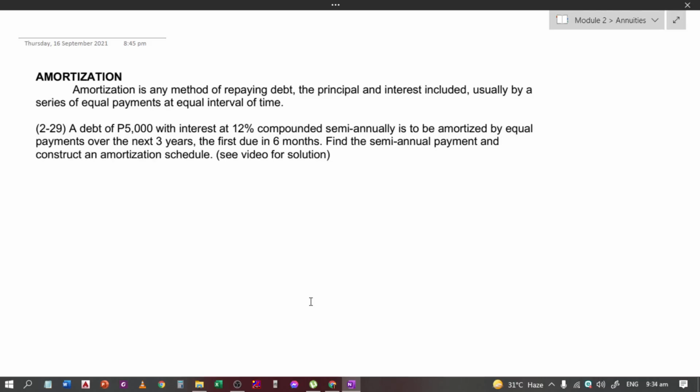Kunwari, kumuha ka ng bahay. Tapos yung monthly na binabayad mo, let's say installment mo siya ngayon, hindi mo siya binayaran ng cash. Yung monthly binabayad mo, that is amortization. So, yan, gagawa tayo ng amortization schedule para makikita natin magkano na ba yung nagiging interest ng pera natin, magkano na ba yung nabawas natin, or magkano na lang yung hindi natin nababayaran. Okay. So, ano ba yung makikita natin sa amortization?